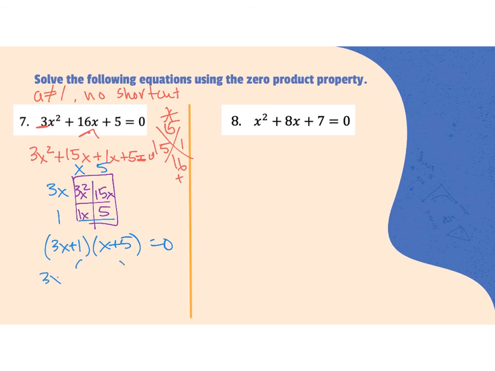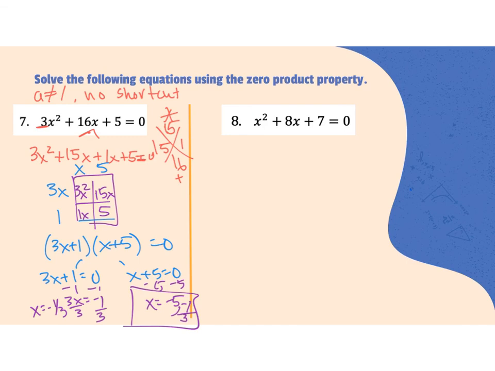Split them. 3x plus 1 equals 0. X plus 5 equals 0. Minus 1, 3x equals negative 1. Divide by 3, you get x equals negative 1/3. Over here, subtract your 5. You get x equals negative 5. So x equals negative 5, and I'm going to cheat and just daisy chain it off of this one. Negative 1/3 is my other solution. Sorry, that got really messy at the end there.